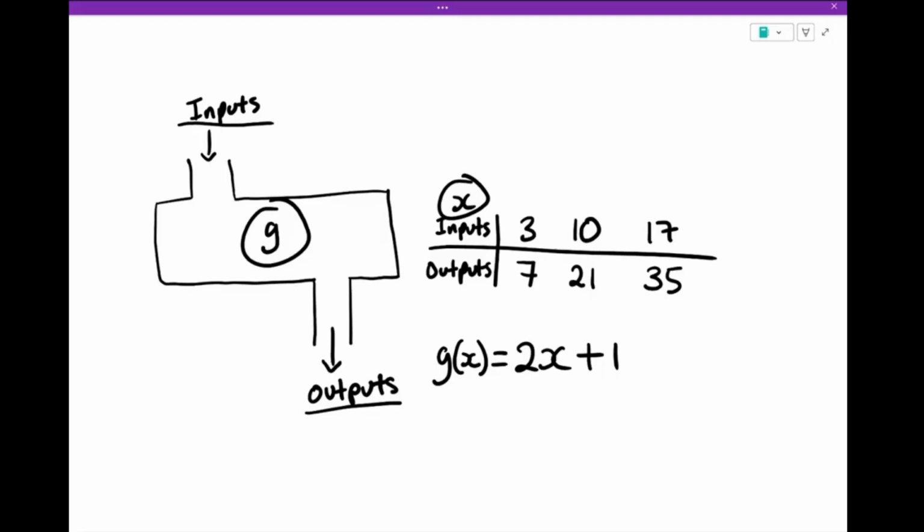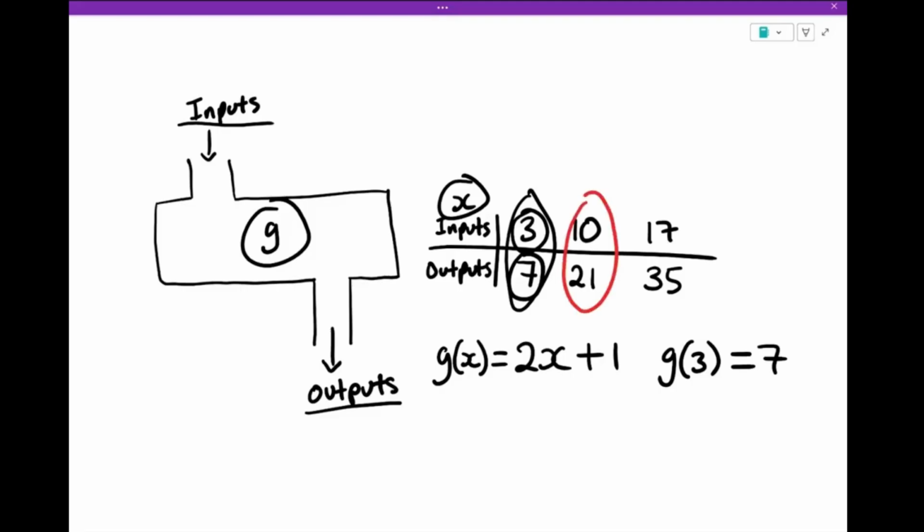Now let's try and write some statements out using the pairs of values in my table. So let's say the 3 and 7. The input x is 3, so I would write g of 3 is equal to my output, which is 7, like that. Now let's use the 10 and the 21. Well, my input x this time is 10, so I would write g of 10, and then my output is 21. So I write equals 21.